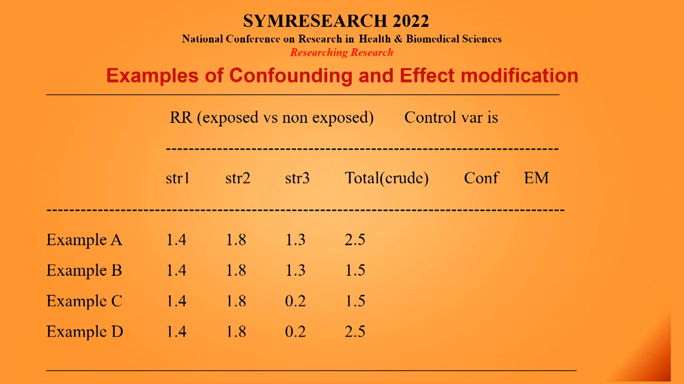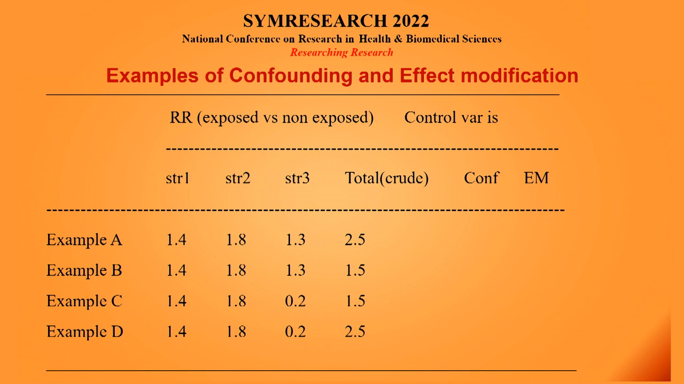So this is basically the risk ratio. So 1.4 in example A, stratum 1, 1.4, stratum 2, 1.8, stratum 3, 1.3, and crude means forget about strata. Ignore strata, you just take just a 2x2 table. Just take the 2x2 table and then see what the odds ratio or the risk ratio is. So here you see 2.5, right? Example 2: 1.4, 1.8, 1.3, 1.5.